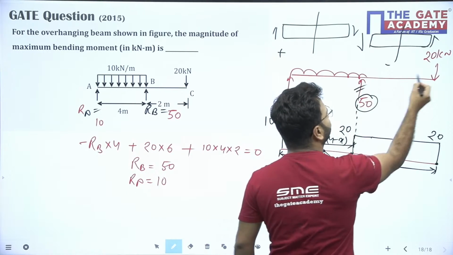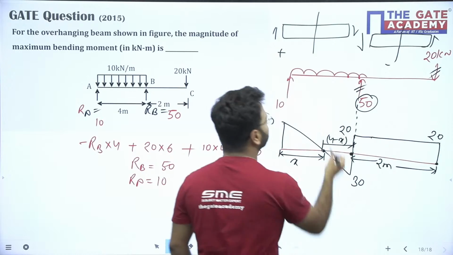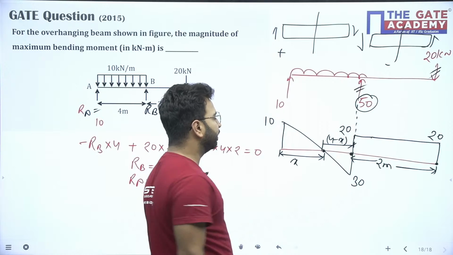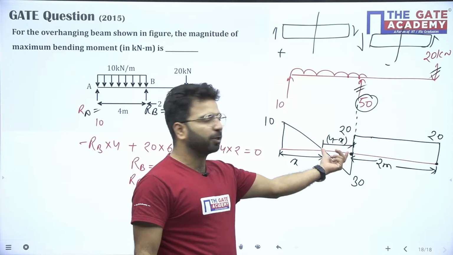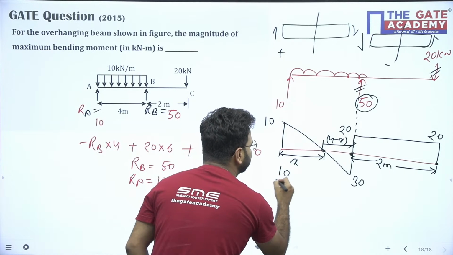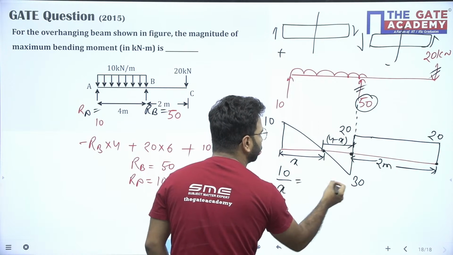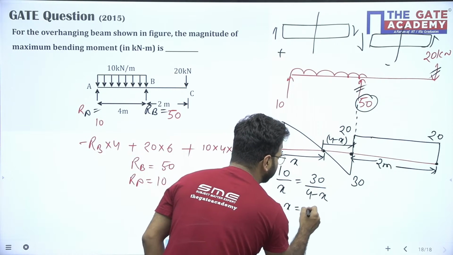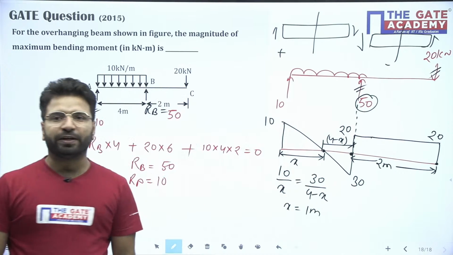1 point load, shear force is constant. UDL is there, shear force will be linear. Now if I say this distance is x, this is 4 minus x, can you tell me what x will come? So by similar triangles you can say 10 upon x is equal to 30 upon 4 minus x. So x you will get here, x will be 1 meter.